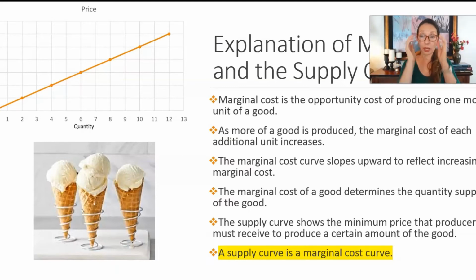So to summarize, marginal cost is the opportunity cost of producing one more unit of a good. As more of a good is produced, the marginal cost of each additional unit increases, the curve slopes upward, and the marginal cost of a good tells us how much will be supplied into the market. It is the minimum price at which producers will produce a certain amount of a good or a service. So the supply curve is a marginal cost curve.